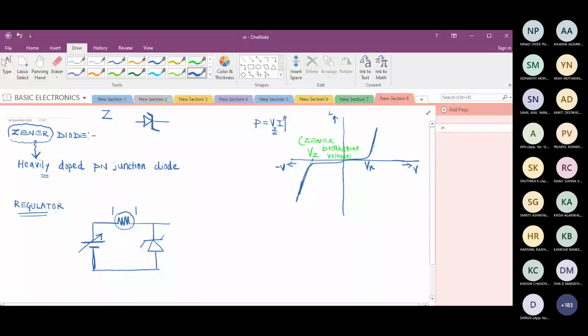Getting it? So there is a limitation. What is that limitation? I'll write it here, IZ max. This is the maximum current that can flow through a Zener diode. If you cross this limit, you're going to damage the diode. Fine?